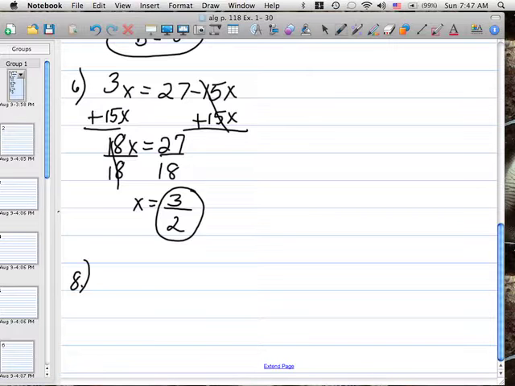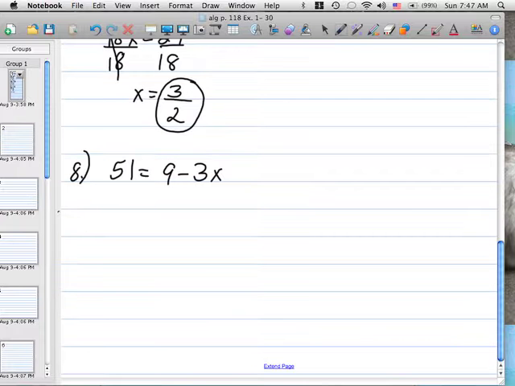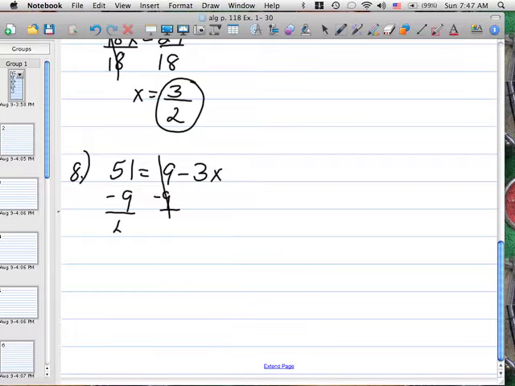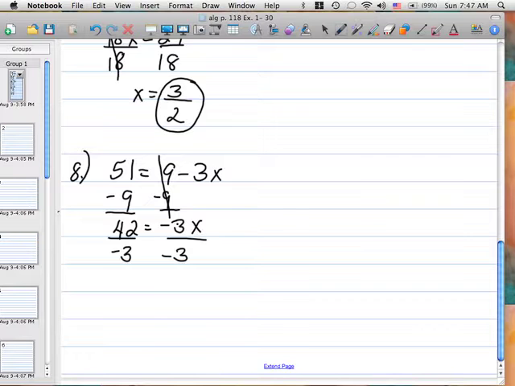Problem number 8, 51 equals 9 minus 3x. Since there's only one term with an x, we just start the two-step process. Undo the adding 9 by subtracting 9. So we have 42 equals negative 3x. Divide both sides by negative 3. And we've solved for x, it's negative 14.